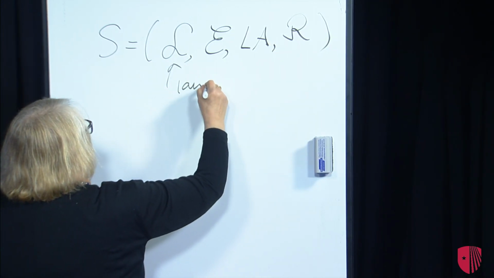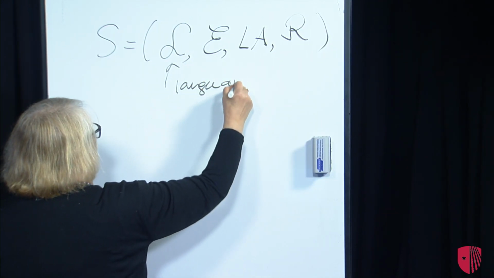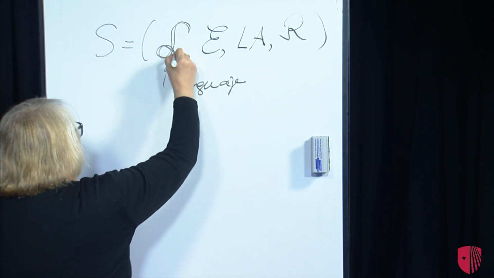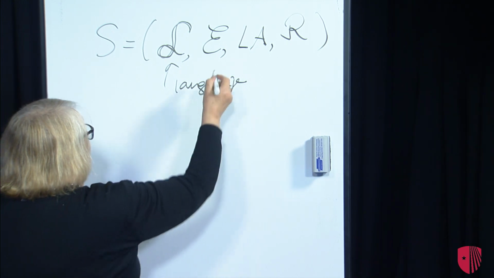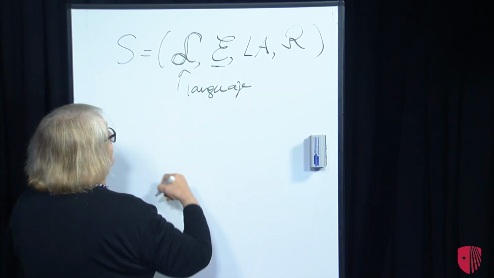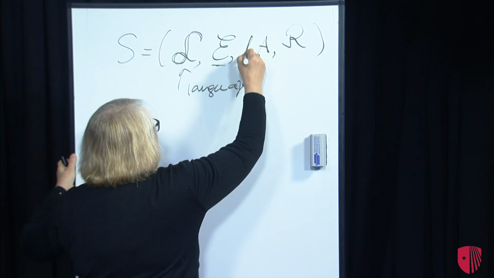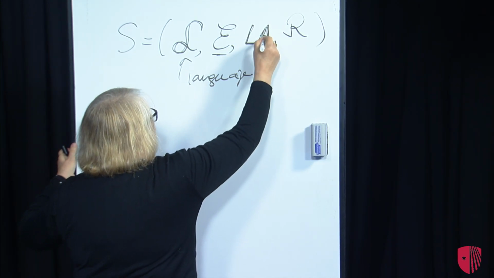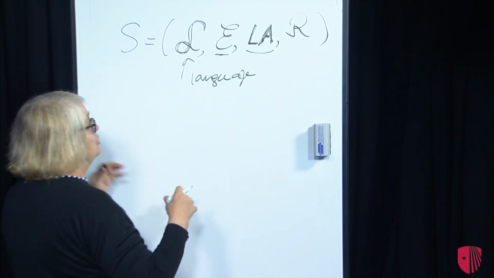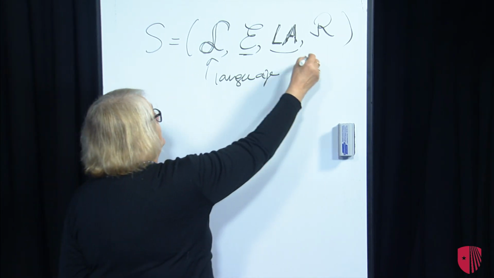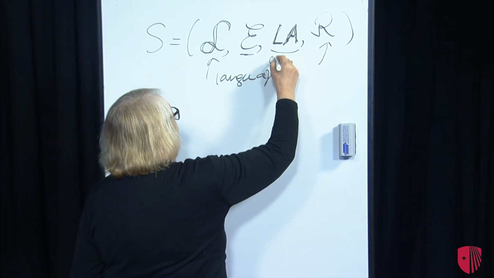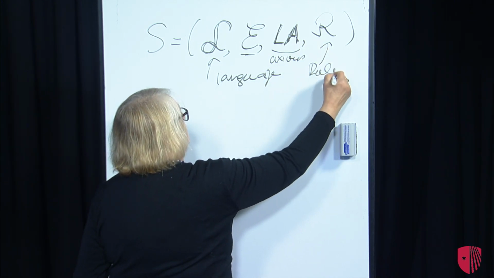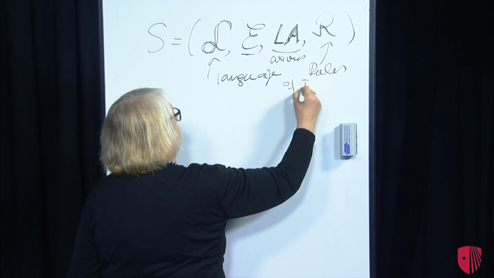Language is very important. Everything always happens within a given language. These are the expressions of the language. These are axioms, but they are called logical axioms because we want them to be tautologies when we talk about semantics. And then these are the rules of inference.